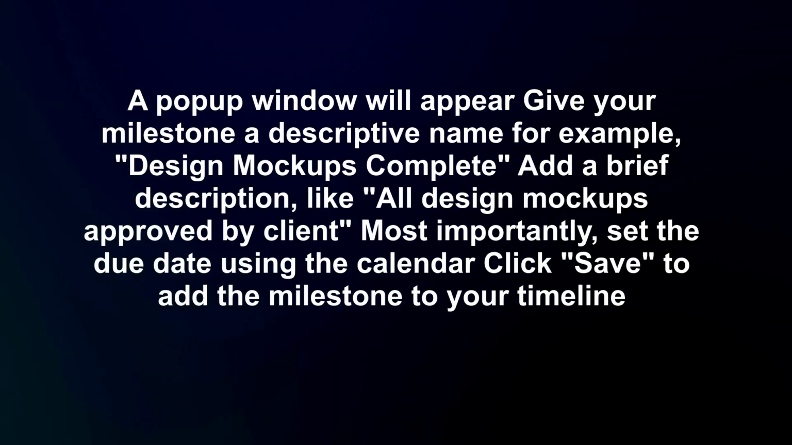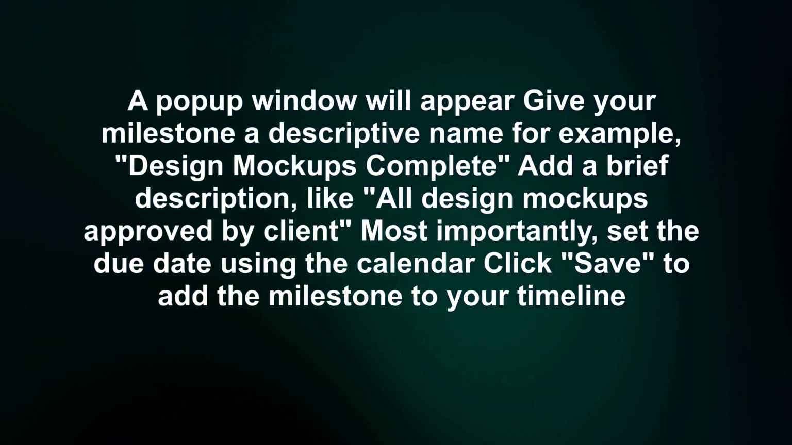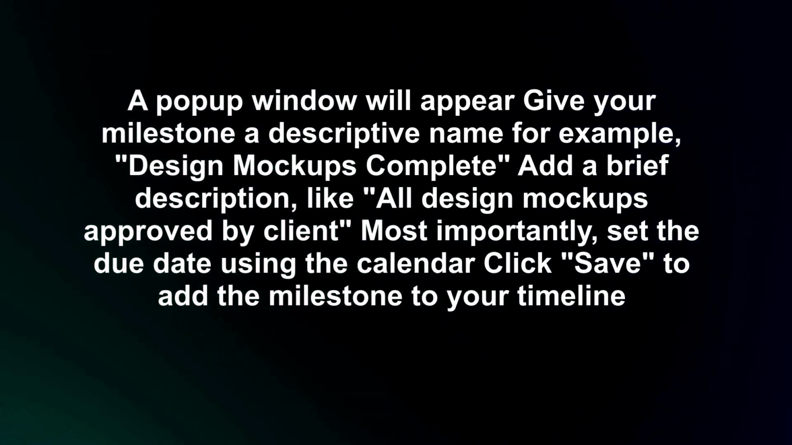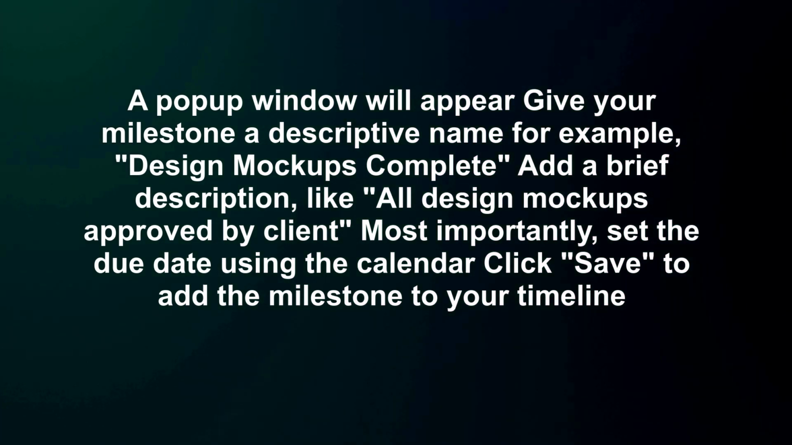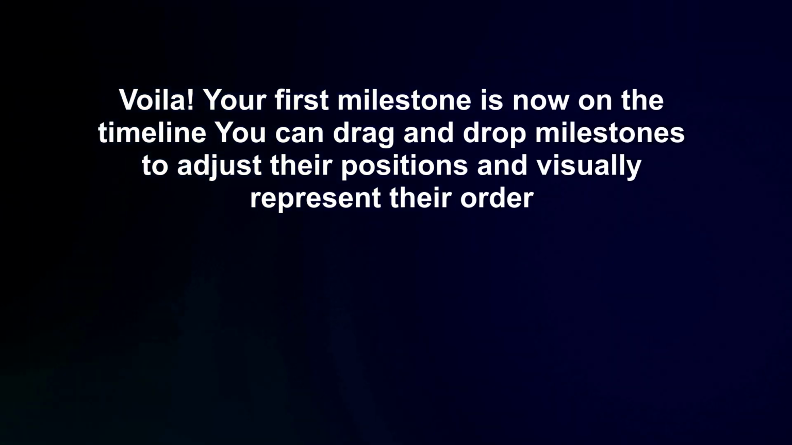A pop-up window will appear. Give your milestone a descriptive name, for example, Design Mockups Complete. Add a brief description, like all design mockups approved by client. Most importantly, set the due date using the calendar. Click Save to add the milestone to your timeline. Voila! Your first milestone is now on the timeline.